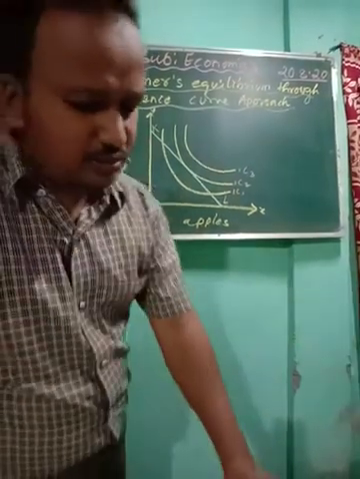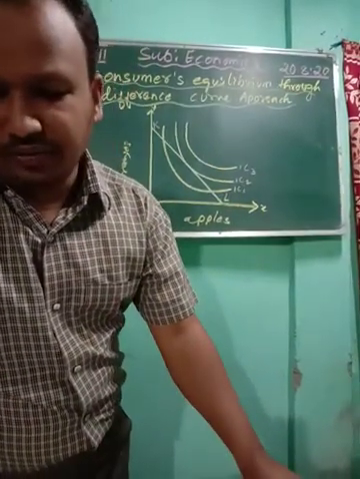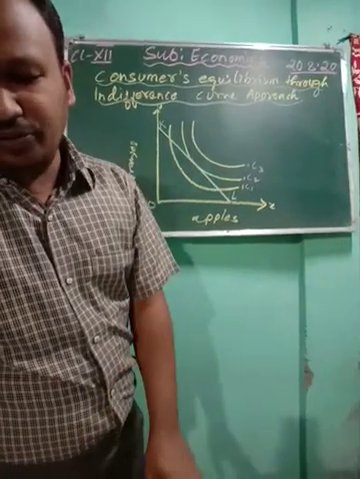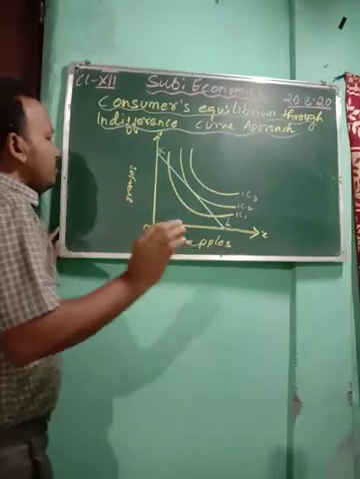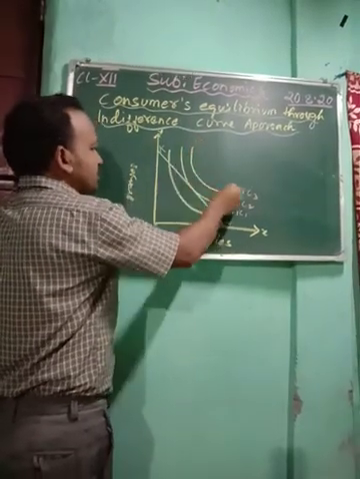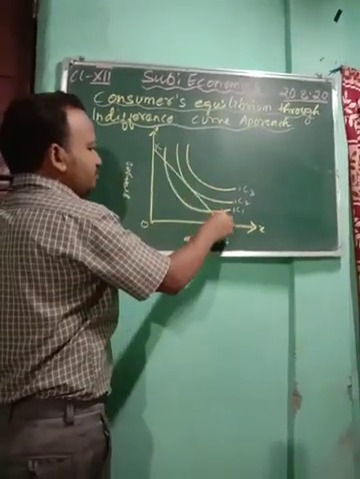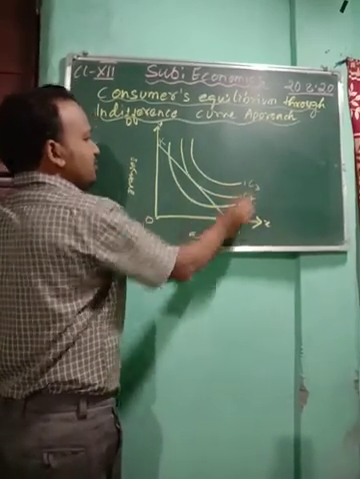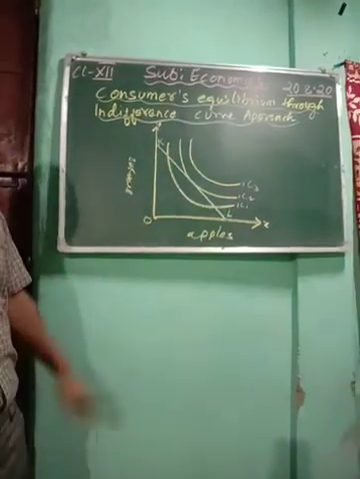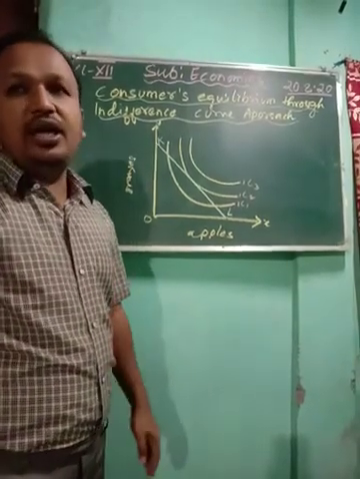This is your budget line. Okay, now we can give a name to it. Now you see here, this is your budget line, and this is your indifference curve. Three indifference curves, IC1, IC2, IC3, are given. Now we have to find out the point where a consumer is going to attain equilibrium.